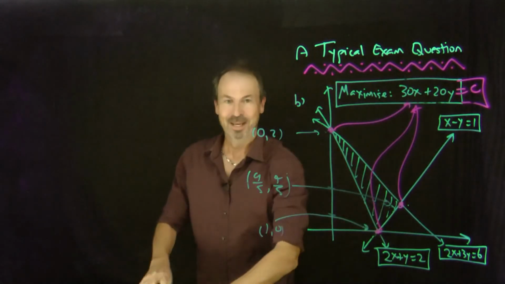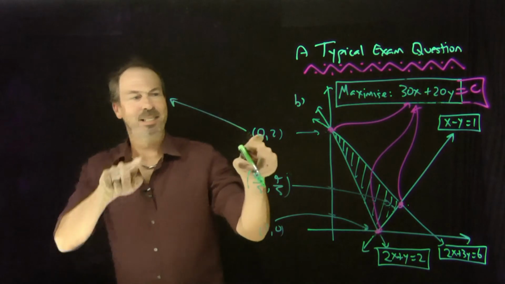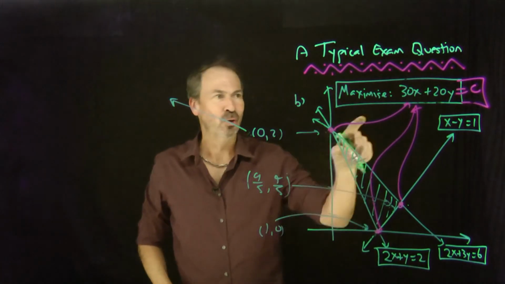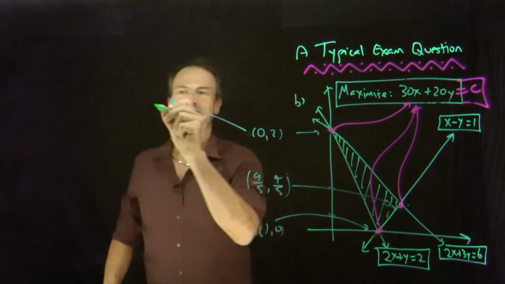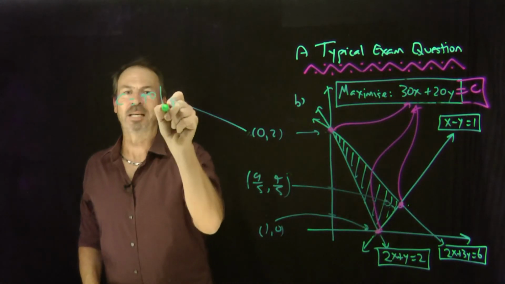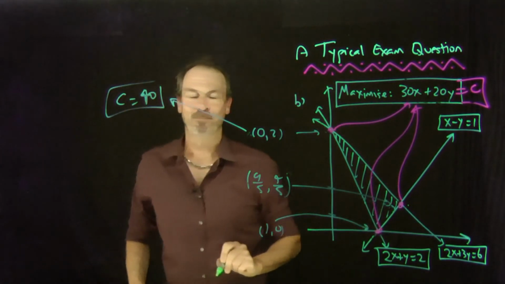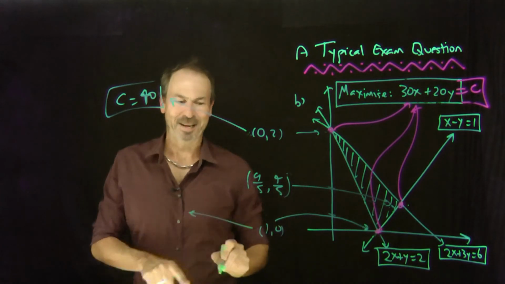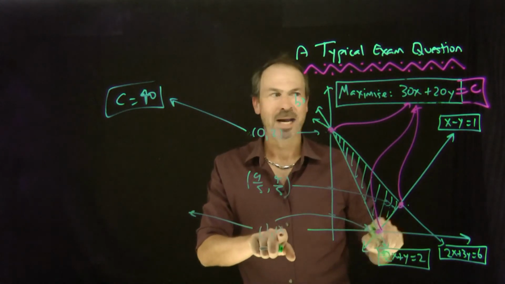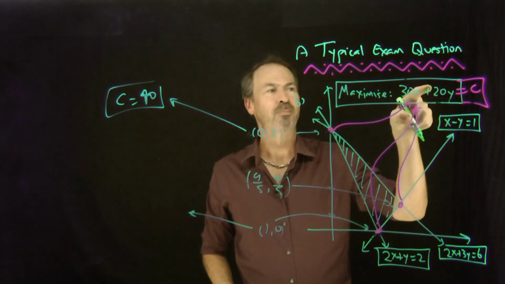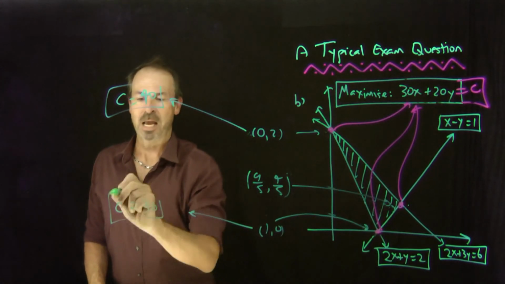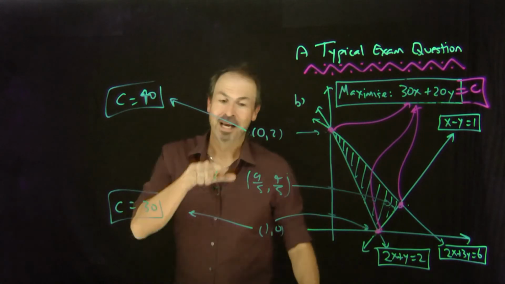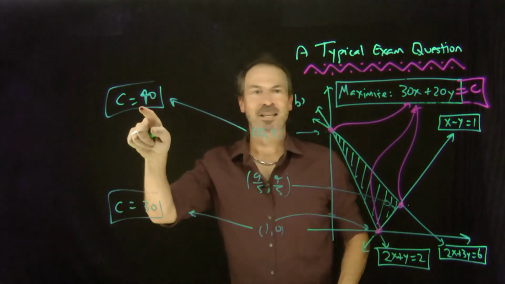Let's do it. So when x is 0 and y is 2, I get 30 times 0 plus 20 times 2. That gives me c equals 40. Okay, c equals 40. I'll do this one next because it's easier. When x is 1, y is 0, 30 times 1 plus 20 times 0, that gives me c equals 30. Not as good. Let's try this one. Does it do better than 40?